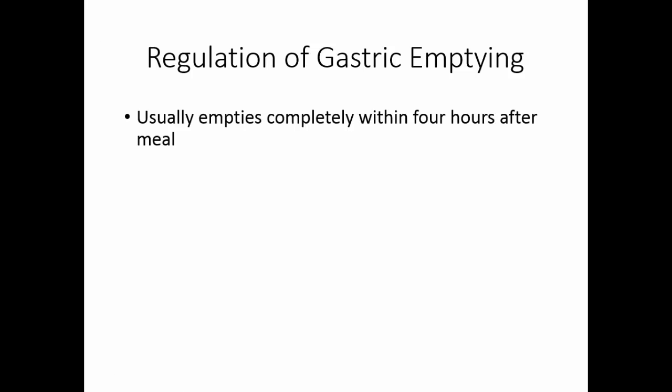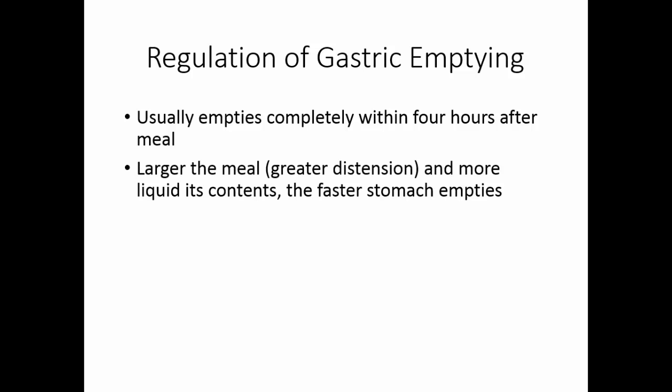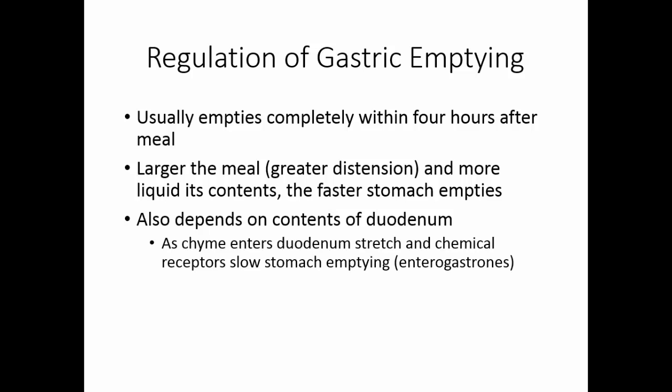Usually the stomach is completely emptied within 4 hours after a meal. The larger the meal, the more you stretch the stomach, and the more liquid its contents, the faster the stomach is going to empty. How fast the stomach empties also depends on the contents of the duodenum. As the chyme enters the duodenum, the stretch and chemical receptors will slow stomach emptying. This is part of what the enterogastrones do.